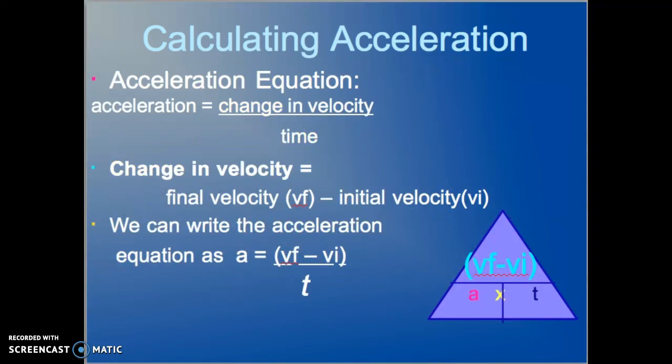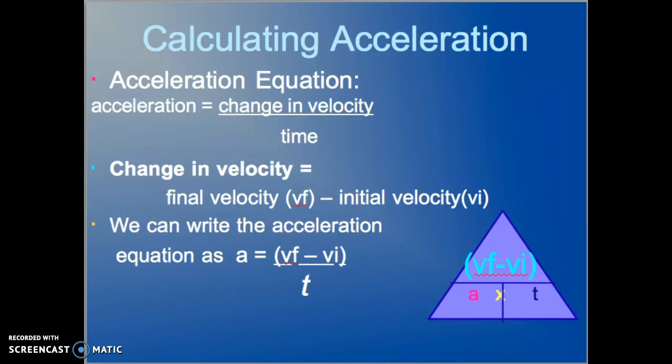To calculate acceleration, we say acceleration equals a change in velocity over time. The change in velocity is the final velocity, labeled vf, minus the initial velocity, vi. And the equation is a equals (vf minus vi) divided by t.